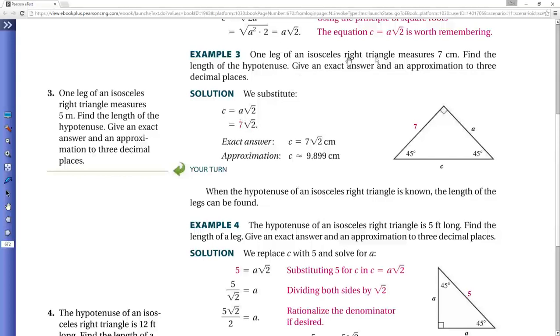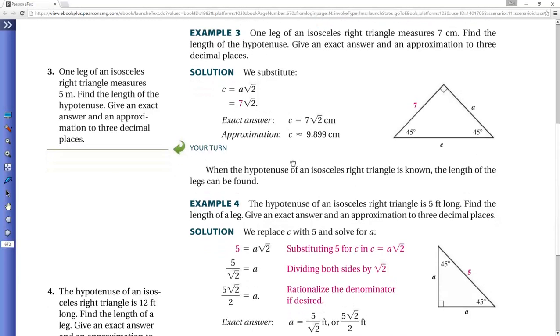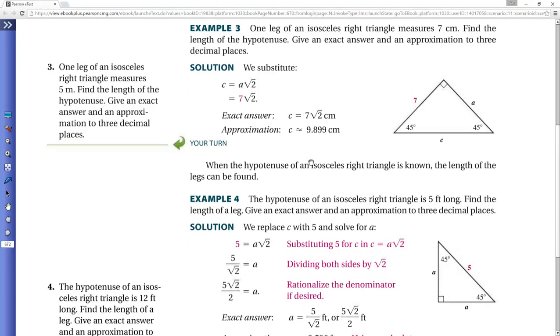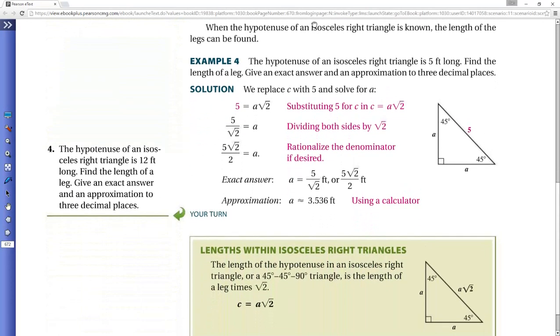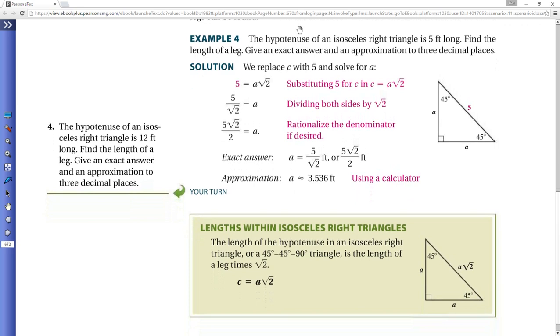So in this case, A is 7, so the hypotenuse C is 7 square roots of 2. Well, that's the exact answer, and then I could take 7 times the square root of 2 on your calculator, and you're going to get approximately 9.899. And so make sure you answer the question the way they wanted their answer to this.